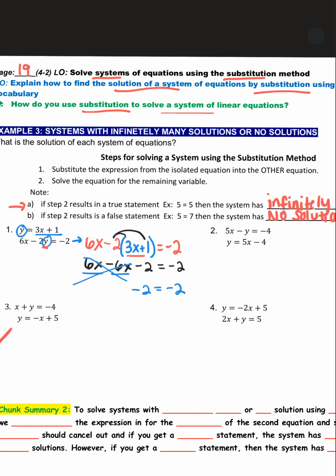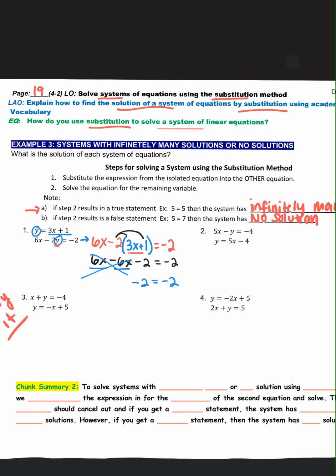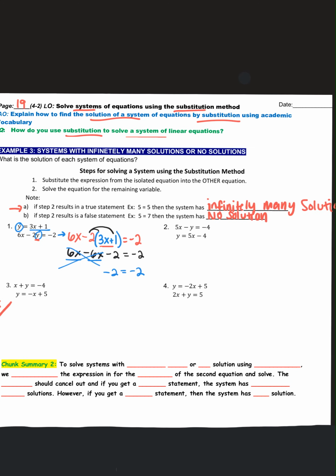Okay, so we knew this was going to happen because, spoiler alert, I told you at the beginning of the video. So we need to see if this is true or false. So is negative 2 always equal to negative 2? Are they the same? I think it's true. I think negative 2 always equals negative 2. So this is a true statement, and if it's true, that means it has infinitely many solutions.